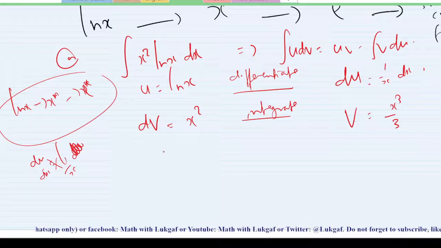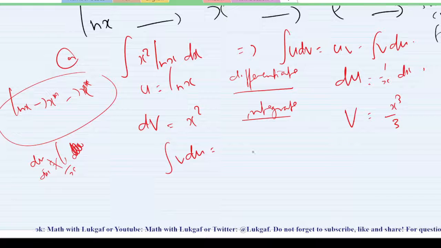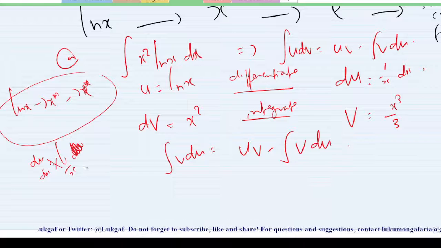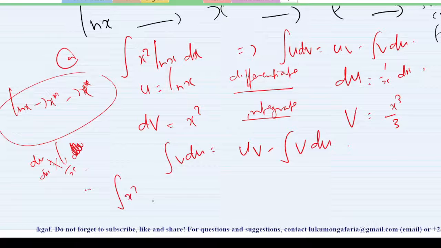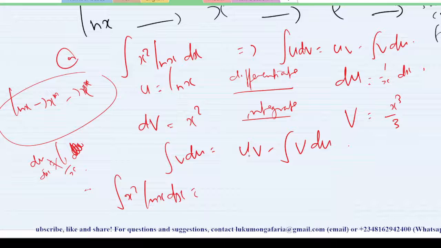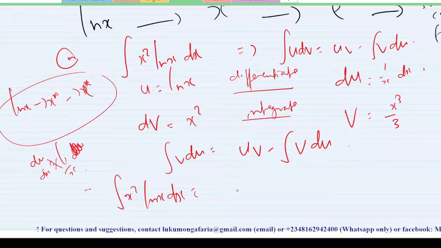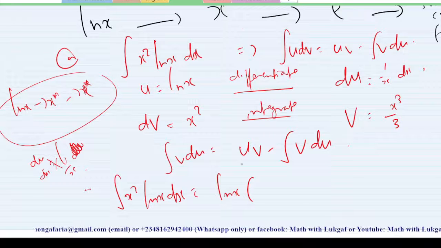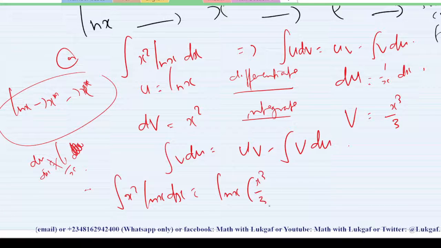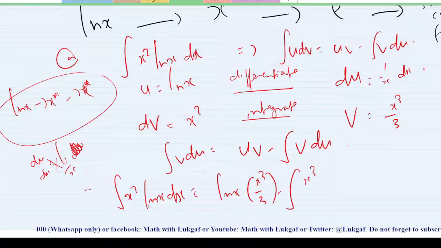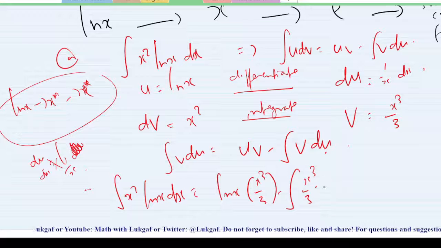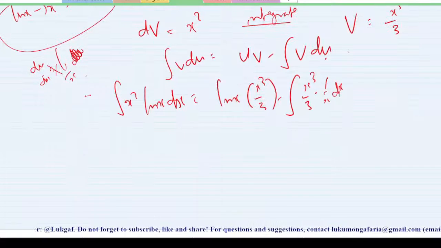So after that, you now substitute into your formula. Then I'm going to have uv minus integral v du. Okay, now let us do that. Integral x square ln x. Let us substitute into the formula. What is our u? Ln x. What is our v? Our v is x cube divided by 3. Minus integral v, which is x cube divided by 3. And your du? Du is 1 over x dx.